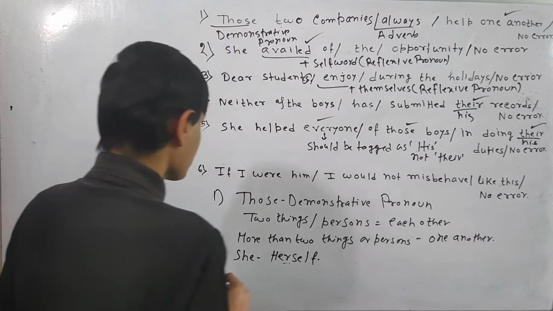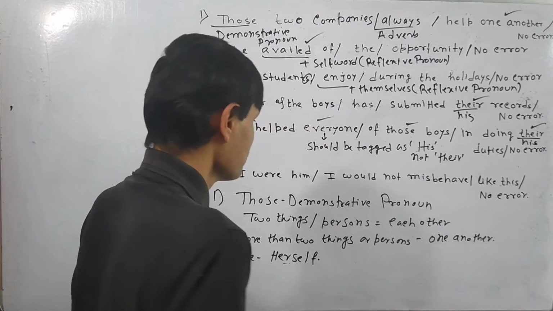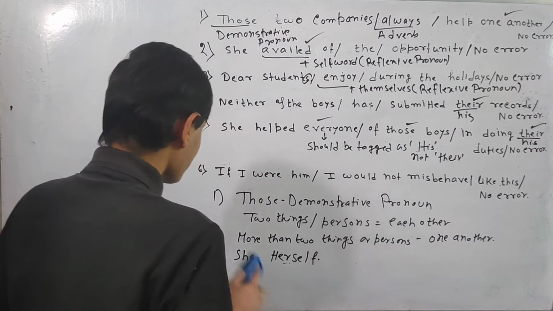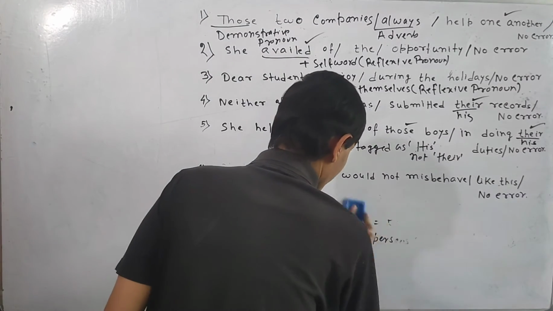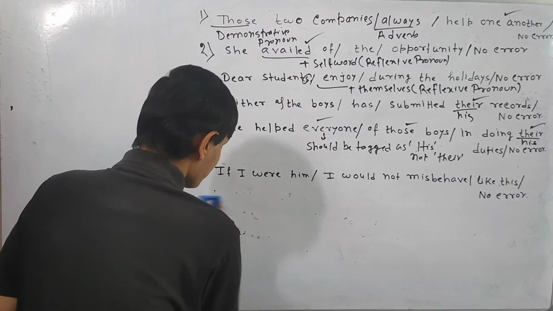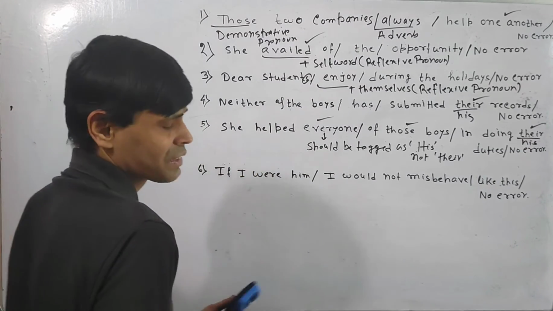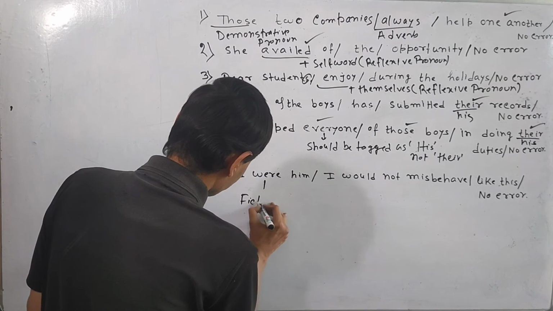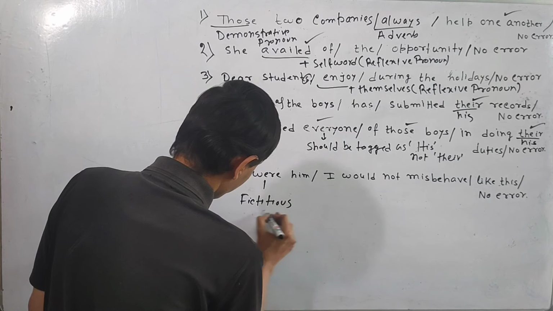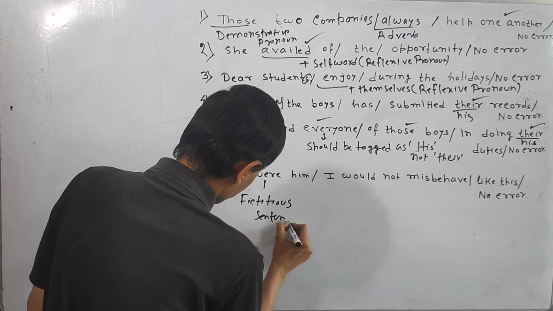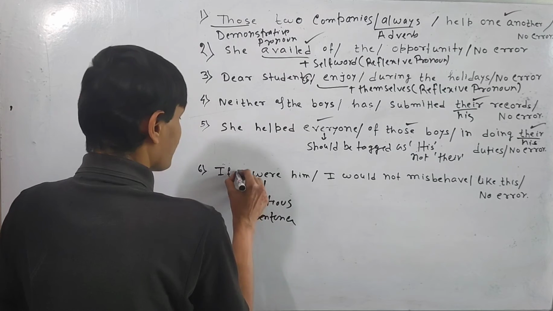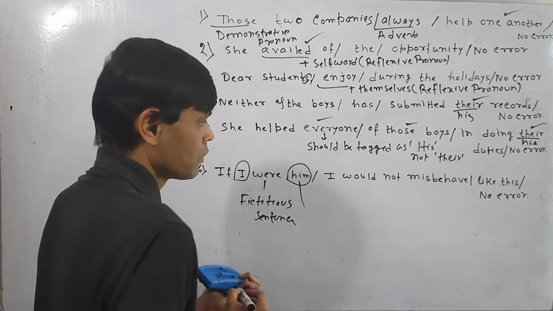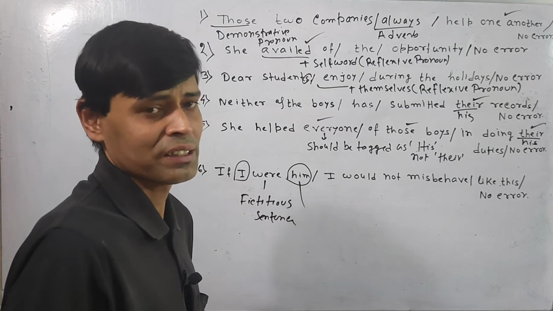Now if I just go for the last question, if I were him, I would not misbehave like this. Now if I just analyze the sentence to a little extent, you will find that the sentence is basically called the fictitious sentences in English literature. Fictitious sentence. Now here it is functioning as subject. Not the main subject, but also functioning here as a subject.